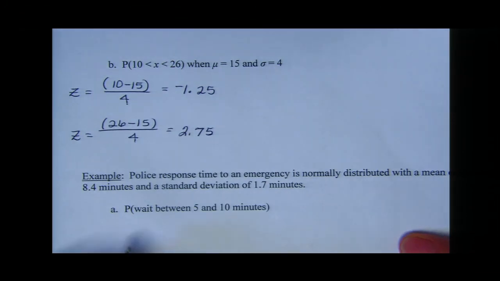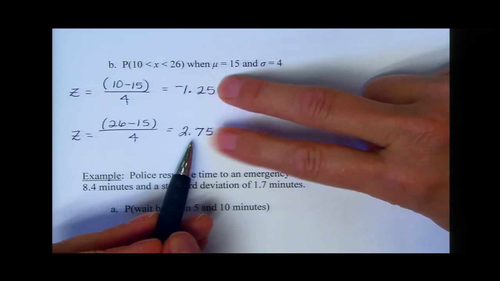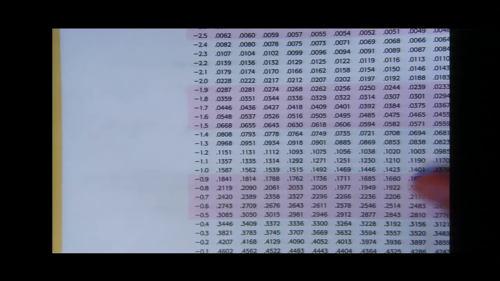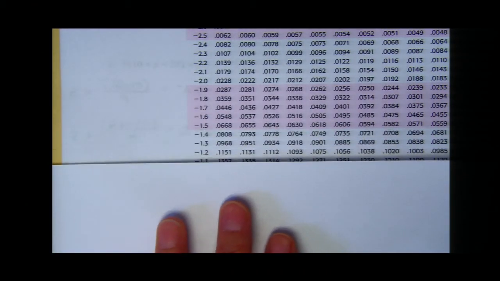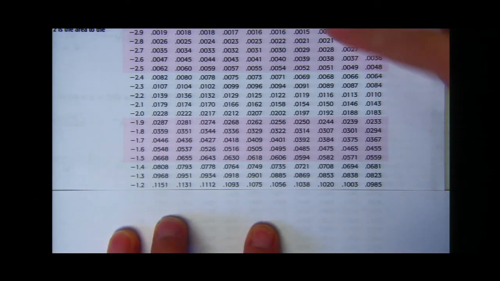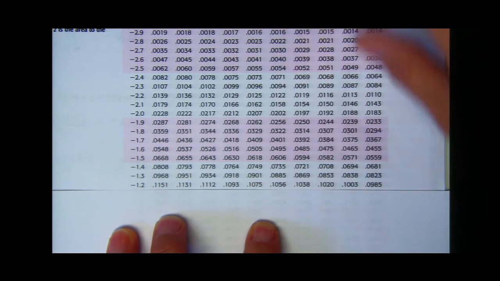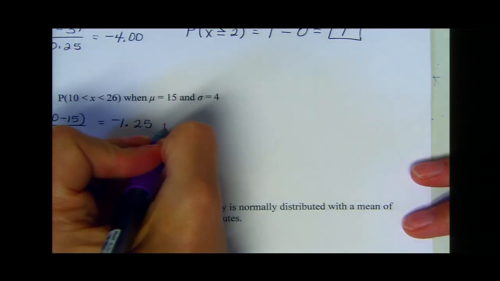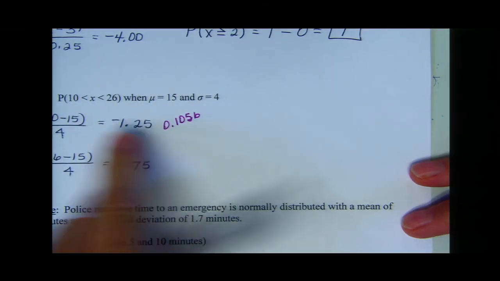Now I'm going to go to the Z table and find the probabilities that lie to the left of both of these. First I'm going to find -1.2. Here's -1.2, and then at the top I'm going to look for 0.05, and I come down and find 0.1056. This is the area that lies to the left of this.